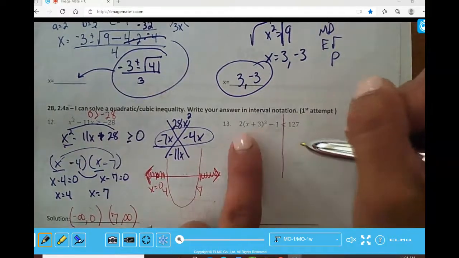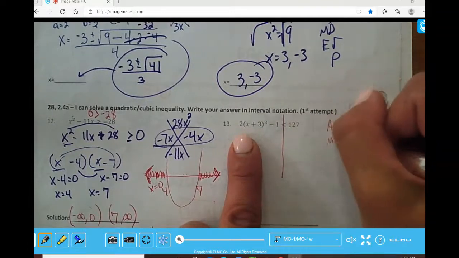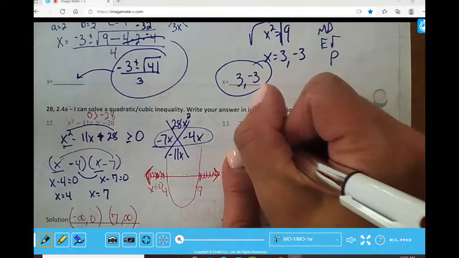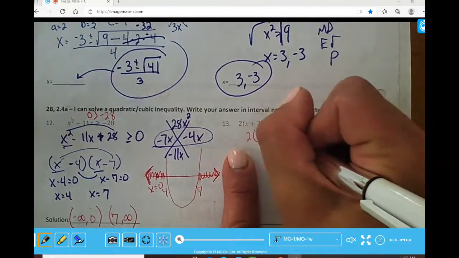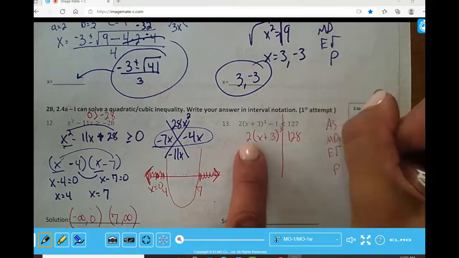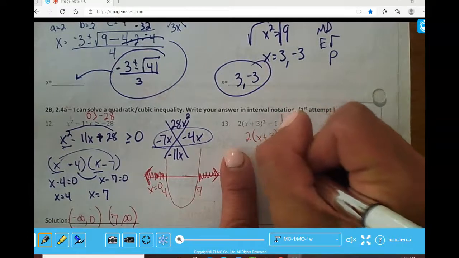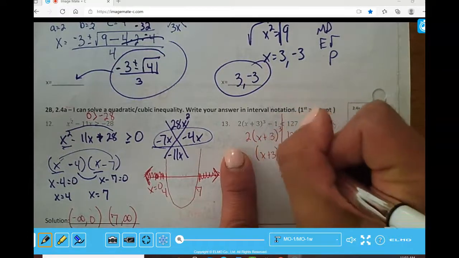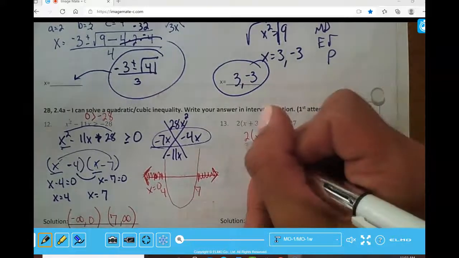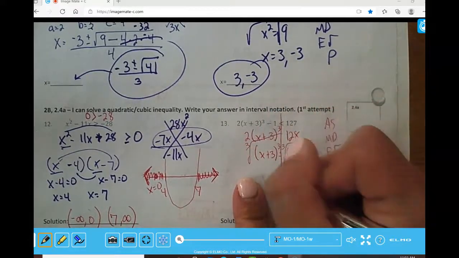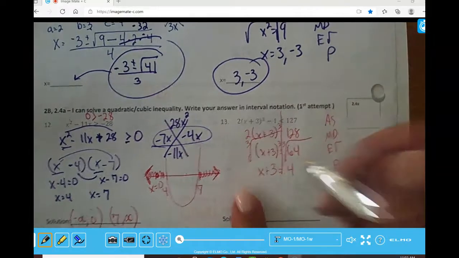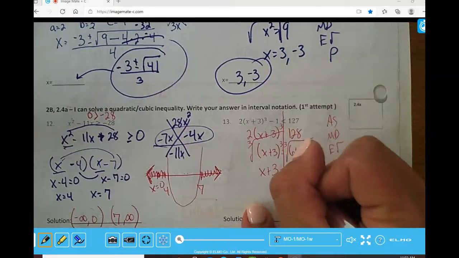All right, this one is one type of x. It is a cube. So I'm going to write my little rules here. First, I'm going to add the 1 over. That's going to give me 128, and then I'm going to divide by that 2. That's going to give me 64, and I'm going to cube root my problem over here, so that's going to give me just 4, not a negative 4, and now when I subtract my 3, I get 1 answer.